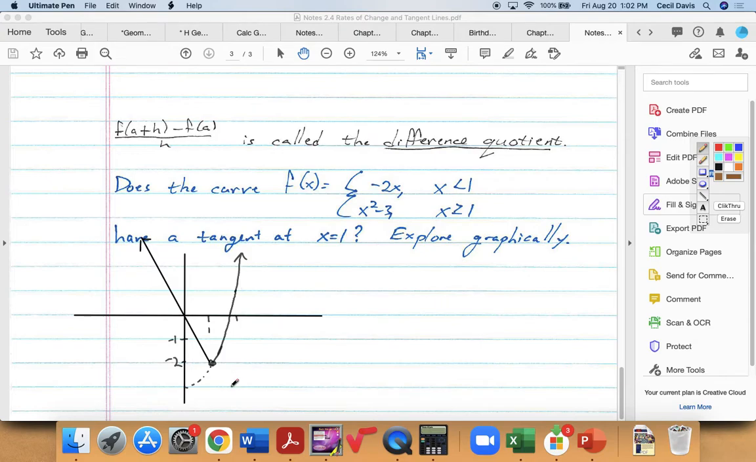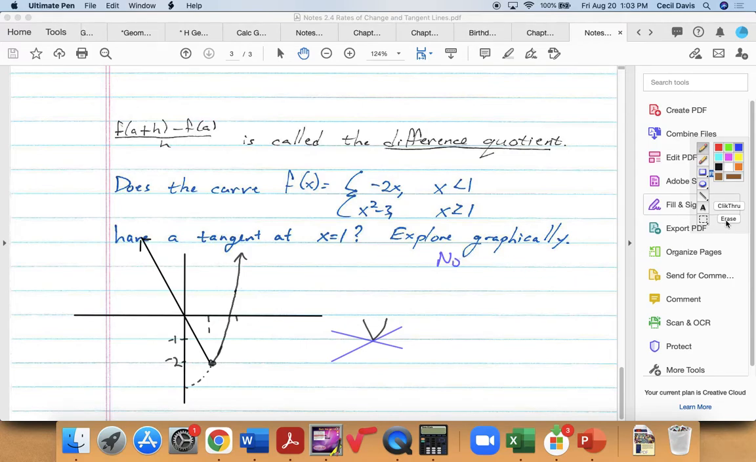So the question is, do we have a tangent at this point? If we were to zoom in on this, no matter how much we zoom in, it's going to look like that. How do you have a tangent at that point? You could draw lots of lines that went through that point. There's not a tangent. So does it have a tangent at x equals 1? The answer to that is no.